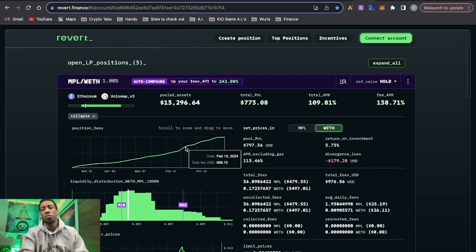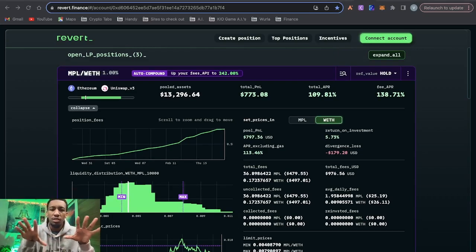Okay, so now let's do some math. How much do you need in order to make $1,000 a day? Not factoring in compound. I'm just saying you're claiming your rewards and sending them somewhere else. I don't compound my rewards, and I'm going to make a video on whether you should compound your rewards or not, so look out for that this week. It'll be releasing in a couple days or so.